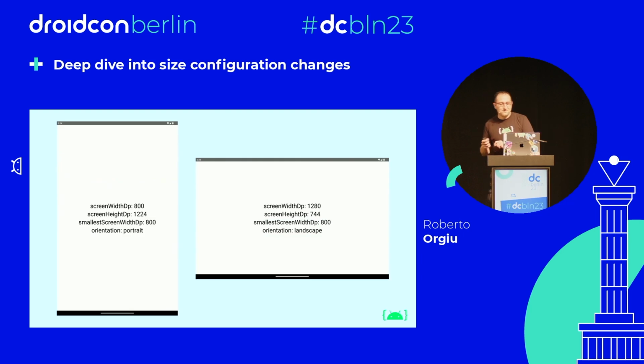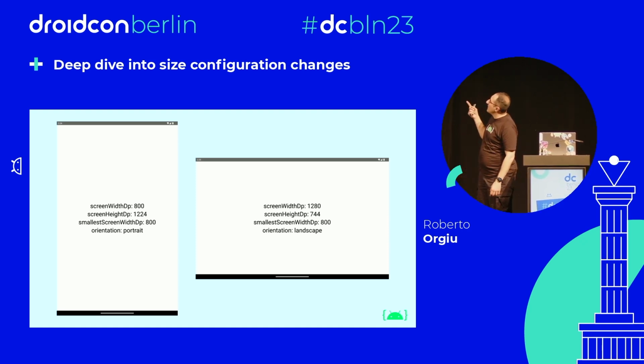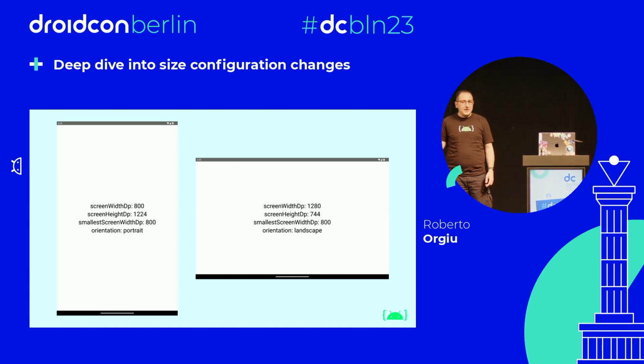Not quite. Because now we want to rotate the Pixel, because we rotate devices. So please don't lock the orientation. That's bad. Don't do that. Oh, wait, this is weird. Now it looks like the screen height changed. And that's because of?